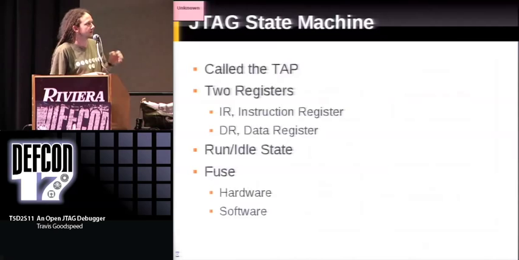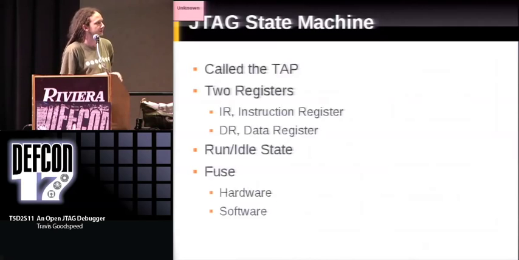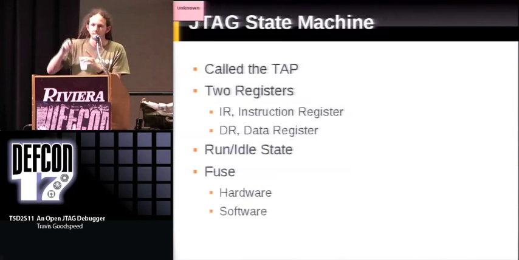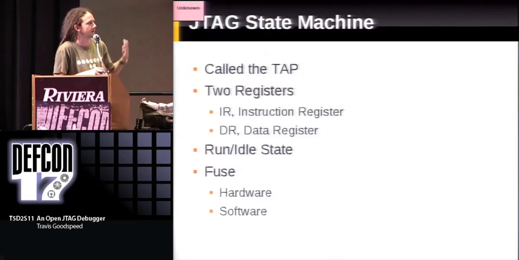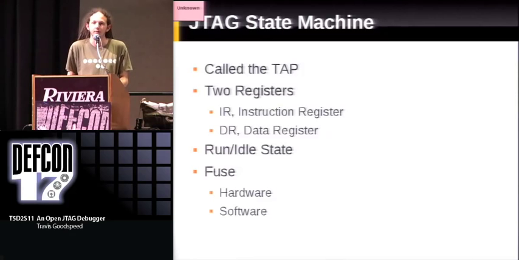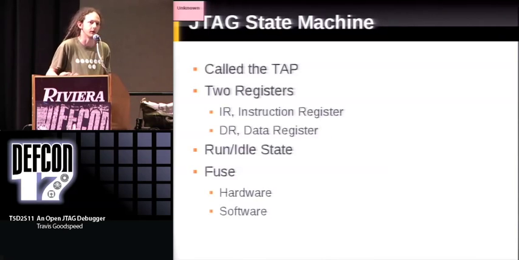The state machine itself is called a TAP. It has the two registers that we discussed. There's also a run-idle state, which is what happens when the chip is held as single-stepping instructions, if it's paused. And in this state, the chip isn't doing very much, but it has time to work. So sometimes when you're writing flash memory, you might go through the run-idle state at a particular frequency.